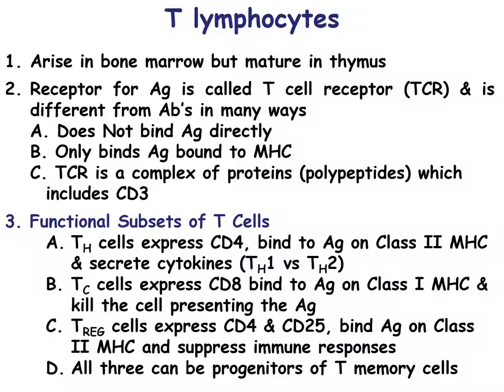Now, there are what we call T regulatory cells, and they express CD4 and CD25. They like CD4 because they have CD4. They will bind antigen on class 2, and they suppress the immune response. Remember, we have to get back to homeostasis. Once the immune response is activated, it's got to be shut down once the pathogen is eliminated. So all three of these, as it turns out, can be progenitors of T memory cells.